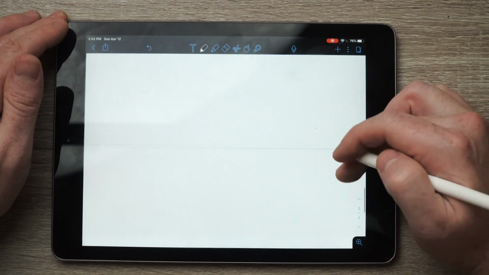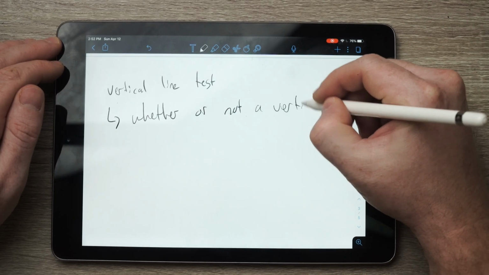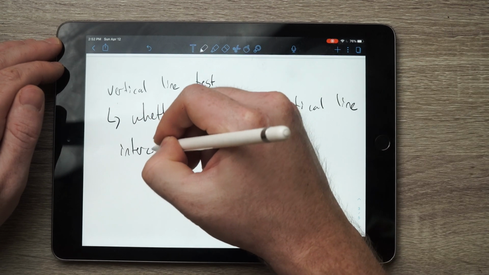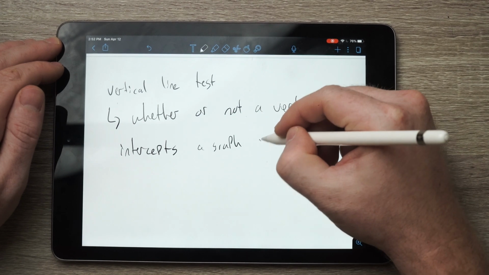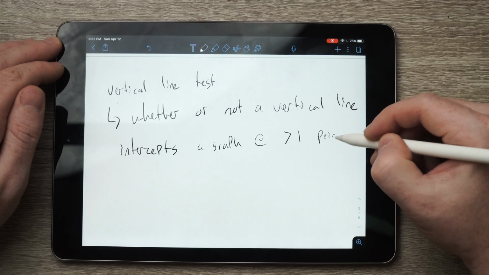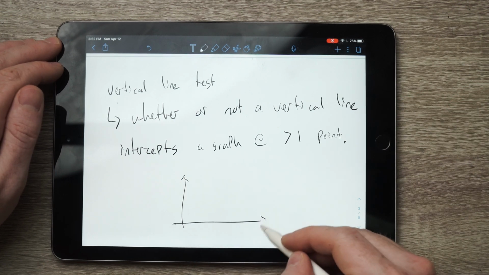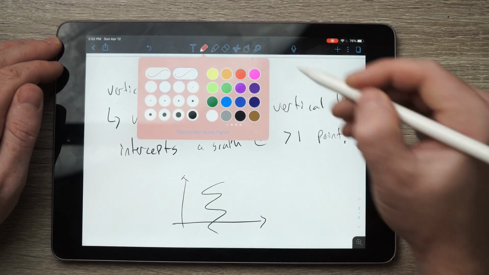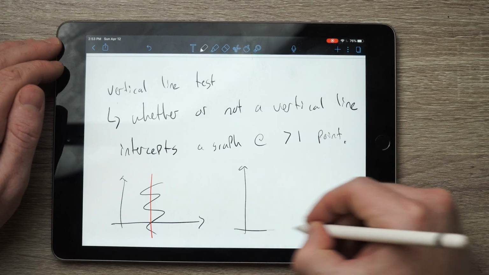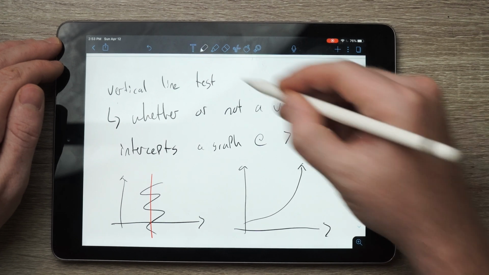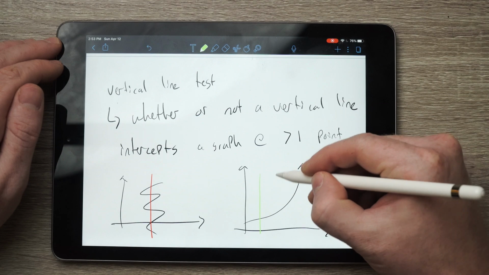Next question, number 4, asks us about using the vertical line test. So the vertical line test, if you remember, is just whether or not a vertical line intersects a graph at more than one point. Like if I draw a graph with a squiggly line like this, then obviously we do not pass the vertical line test. As opposed to something like this, which does pass the vertical line test, since at no point does the line intersect at more than one point. Now let's sketch those graphs and see, obviously, if they pass.